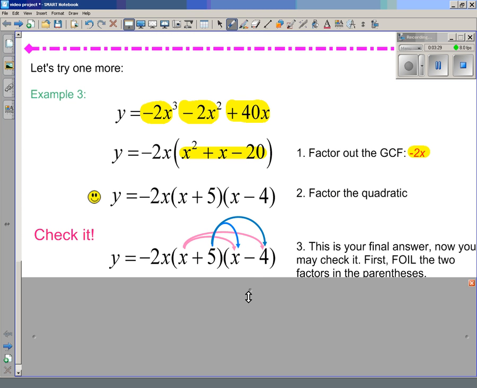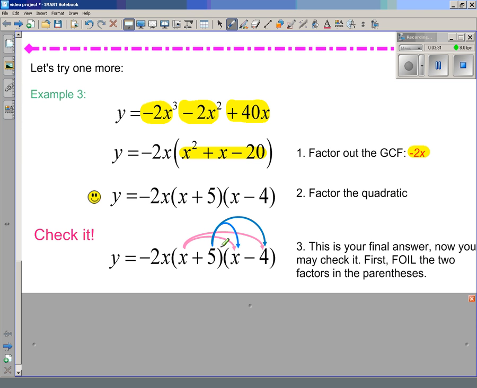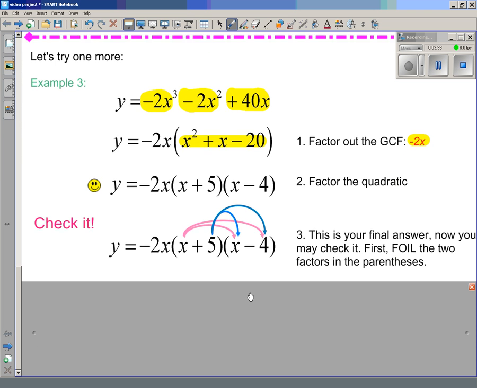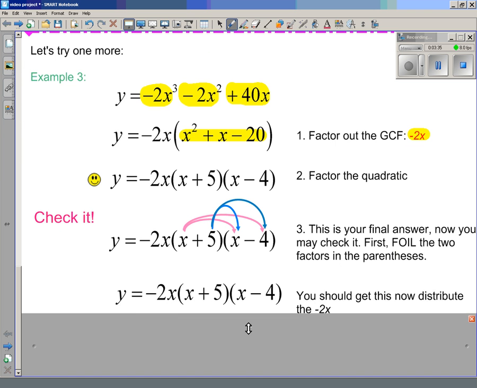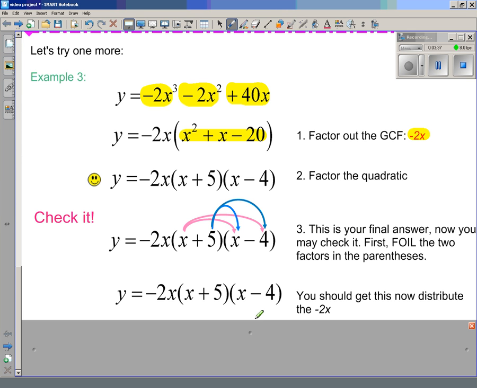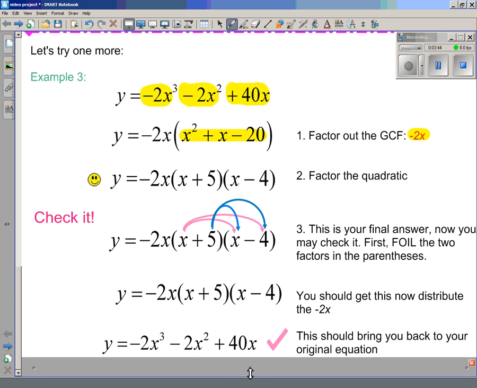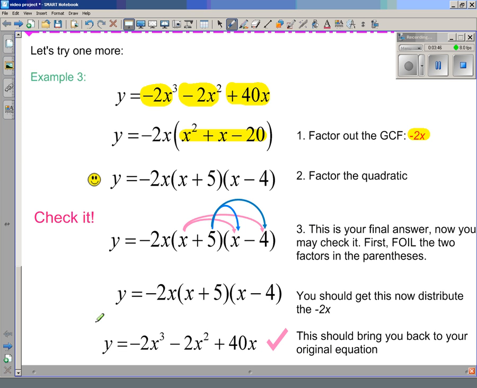Then we need to check it. So we have to FOIL. You should now distribute the negative 2x again, and you will get back to your original equation. Yeah, that's pretty much it.